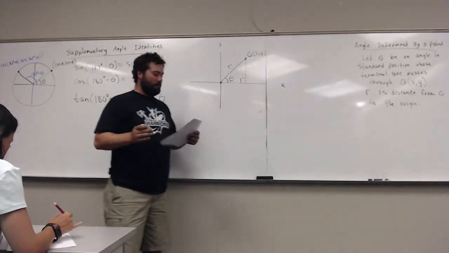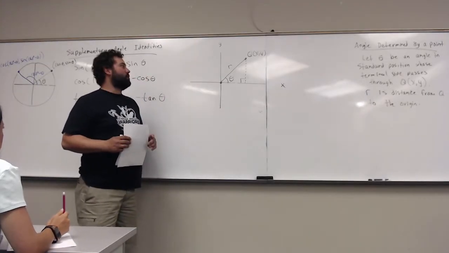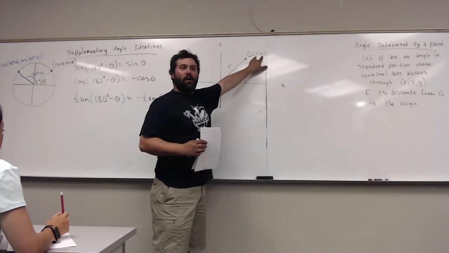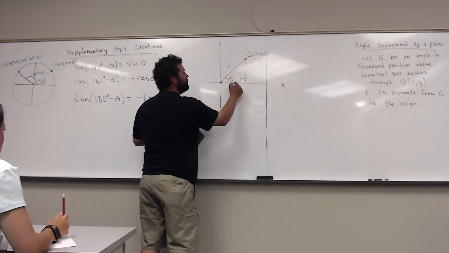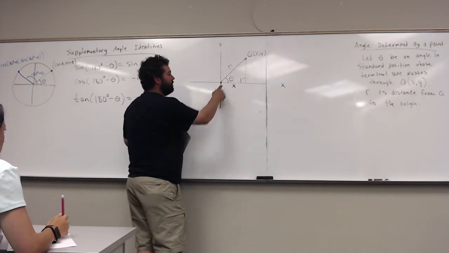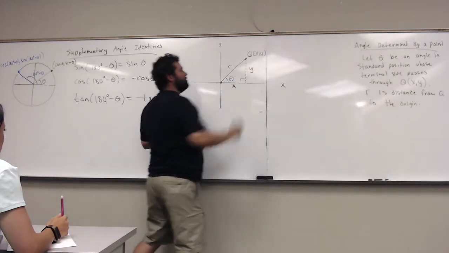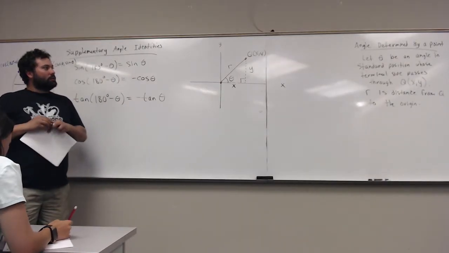Now, the reason I chose to do this in the first quadrant for simplicity is if we're in the first quadrant, both the x and y coordinates are going to be what in sign? They will both be positive. So x is just going to be the base of this right triangle, the horizontal distance to get to this point. Y is just going to be the vertical distance to get to that point.